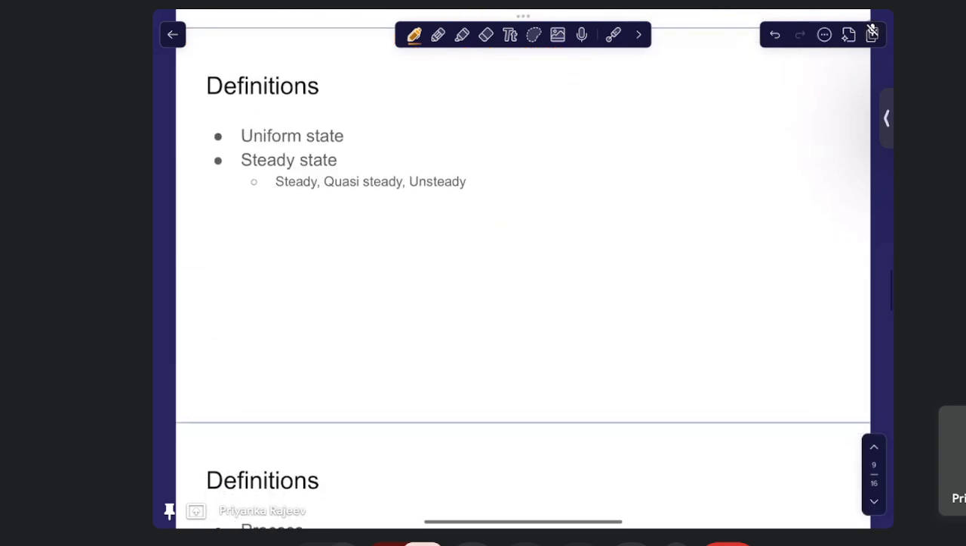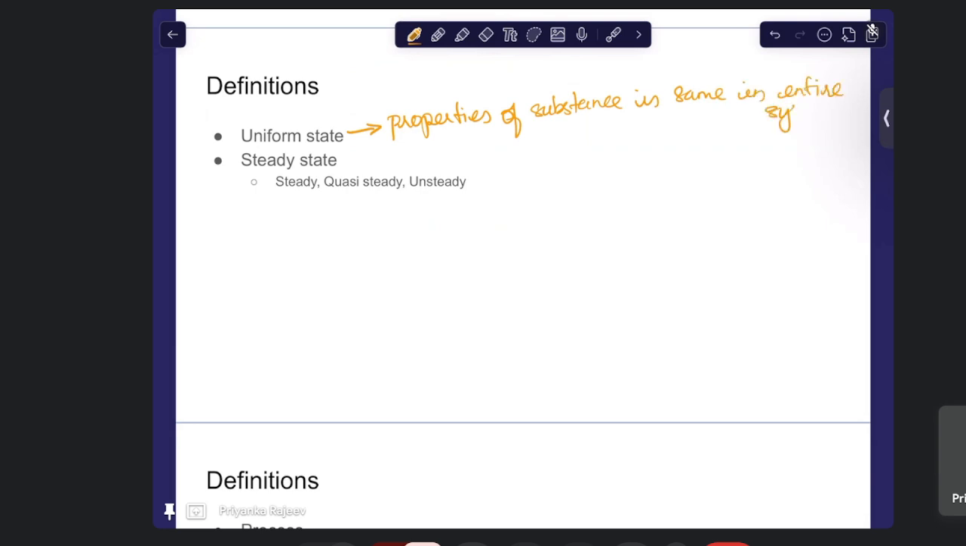Now you have uniform state. What does uniform state mean? A uniform state means the properties of the substance are the same in the entire system. So that gives us a uniform state.